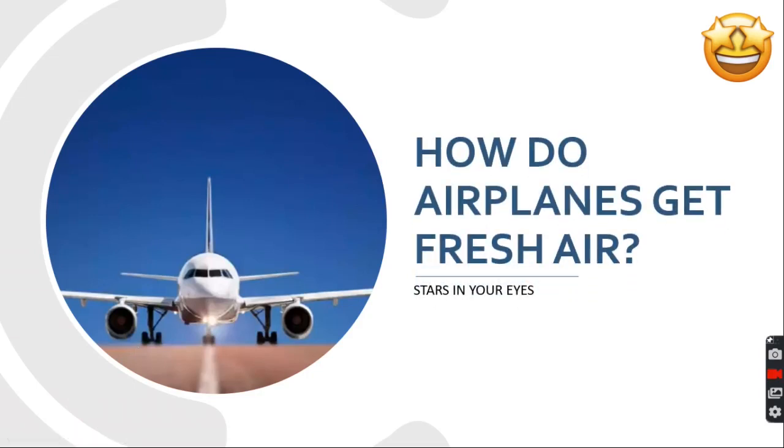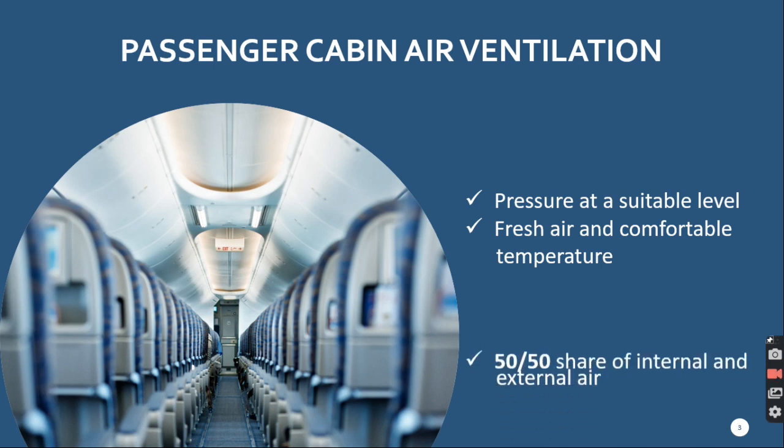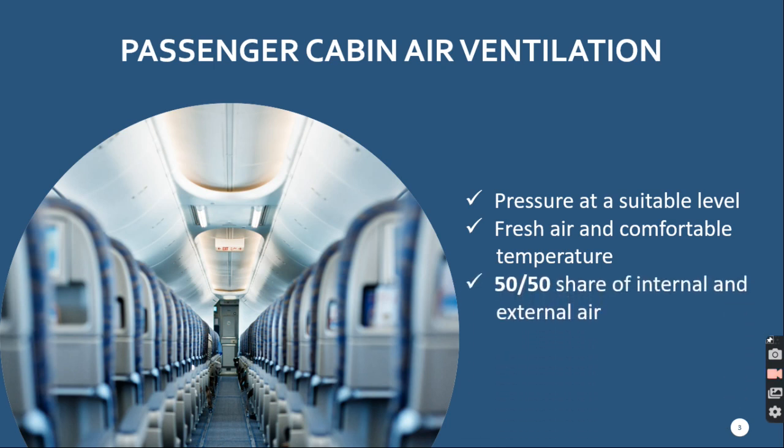Today we are going to see how airplanes get fresh air to breathe. Aircraft systems are designed to keep the pressure at a suitable level for humans while ensuring we have fresh air and a comfortable temperature. This system is called passenger cabin air ventilation. Airplanes work on a 50 by 50 share of internal and external air.